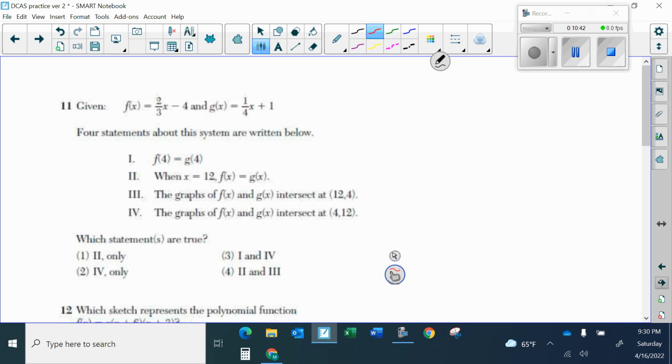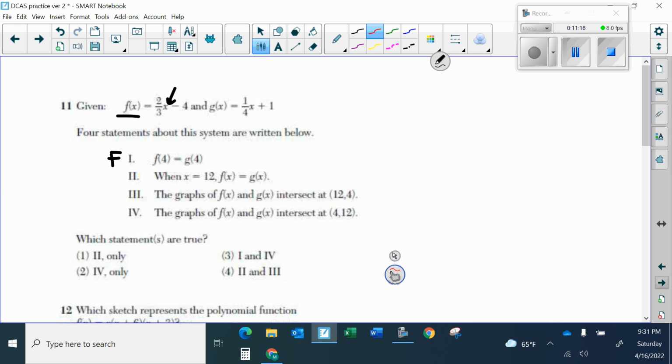All right, here we have these two functions, the f function and the g function right there. 4 statements about this system are written below. Okay, does the f of 4 equal the g of 4? So if I plug 4 into there and plug 4 into there for that x, do I get the same number? The answer would be no, because here I'm going to get a fraction, because 2/3 does not cancel with 4 nicely. So I'm going to get some type of fraction, whereas here I plug in 1/4 of 4 is 1, plus 1 is 2. So that's false.